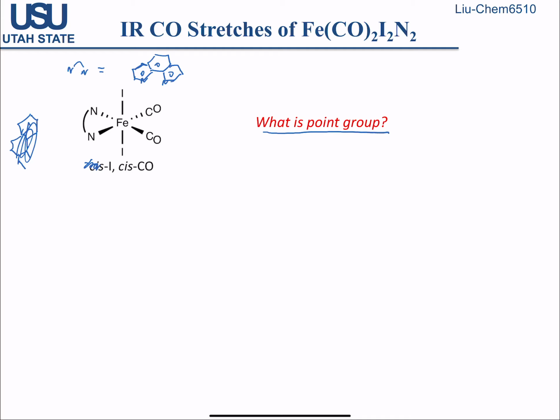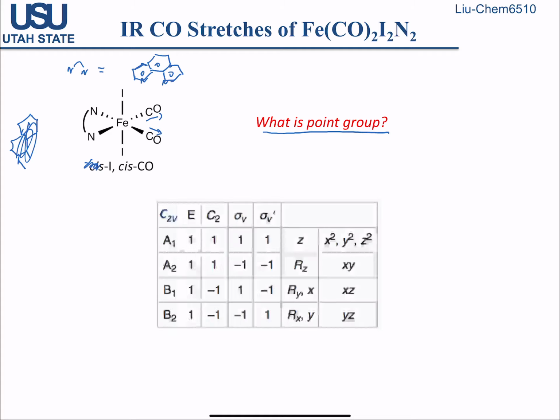Then we can go ahead to deal with the two CO stretches here. So we have two CO stretches, right? I think we follow the flow chart and define the point group. So just showing here, that's a C2v group.